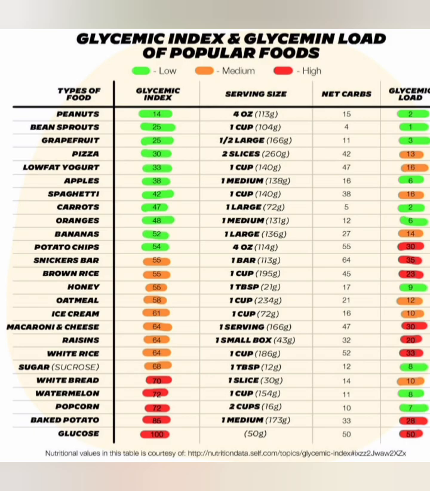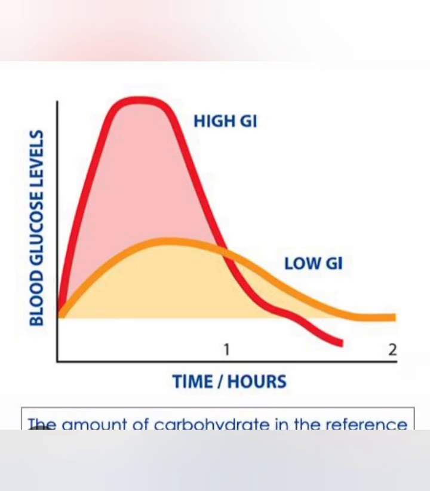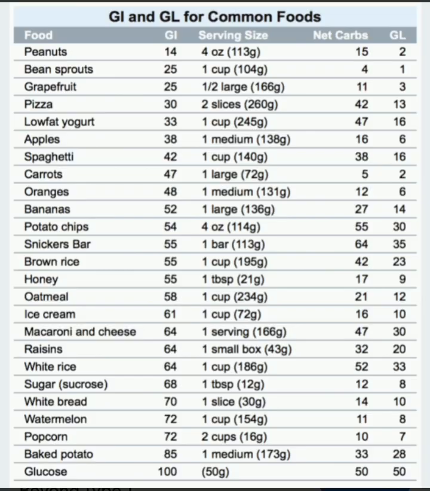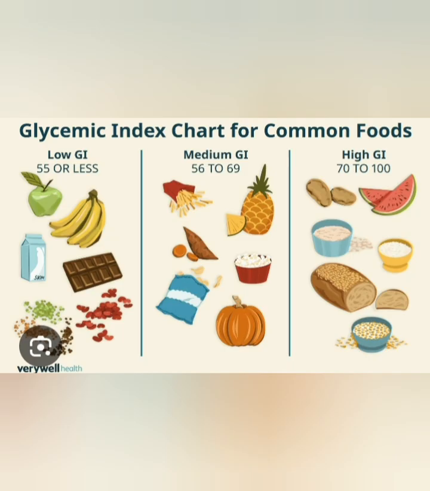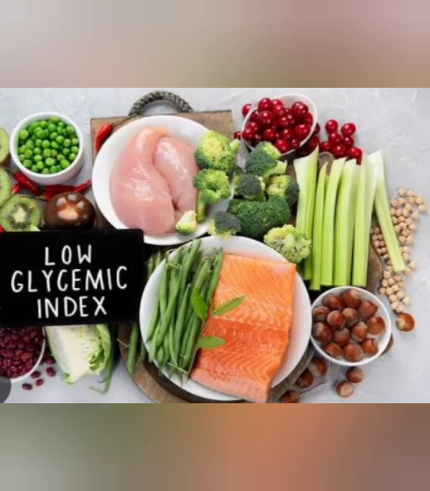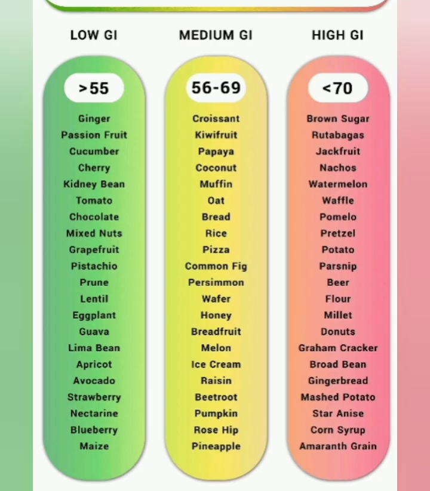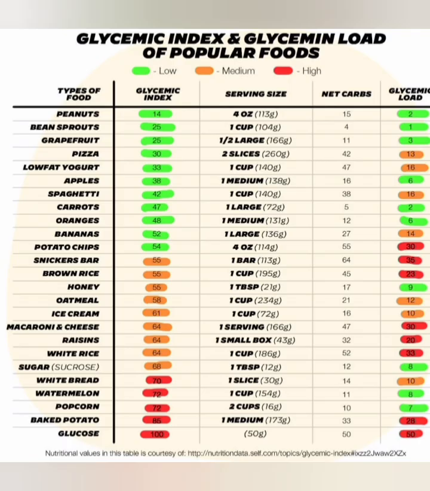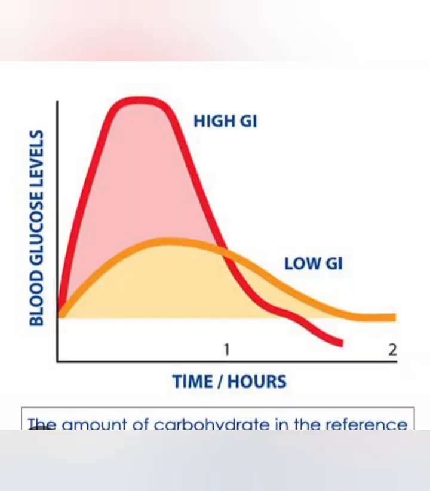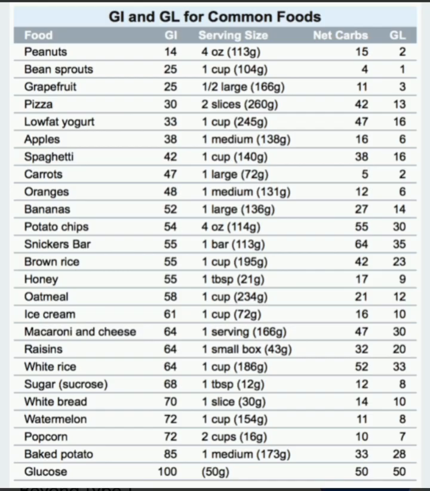GL values. Low GL foods. Fruits: apple, glycemic load 6; berries, glycemic load 3 to 5; orange, glycemic load 5. Vegetables: broccoli, glycemic load 1, carrot, glycemic load 3, spinach, glycemic load 1. Grains: oatmeal, glycemic load 5, quinoa, glycemic load 7. Legumes: lentils, glycemic load 5, chickpeas, glycemic load 8.